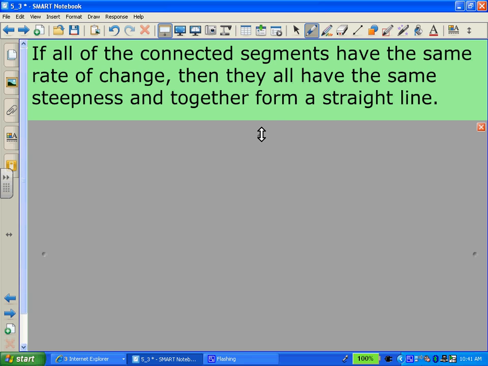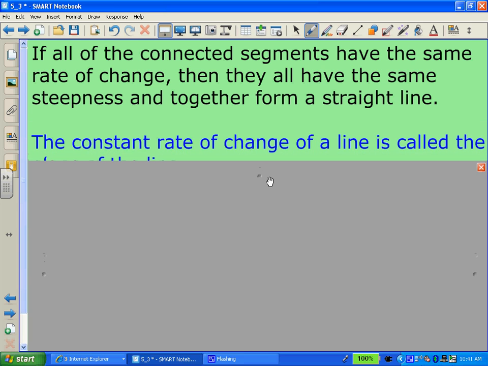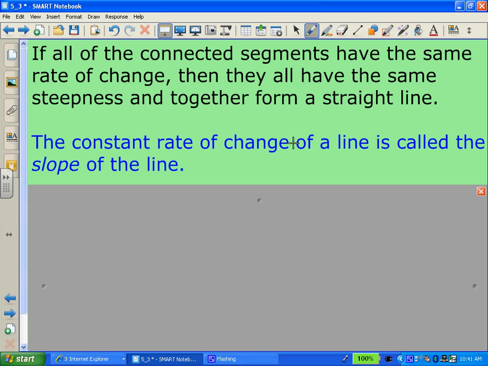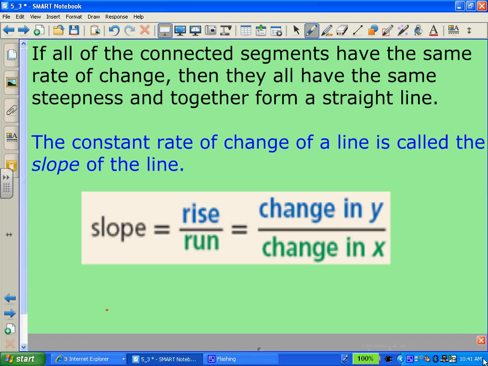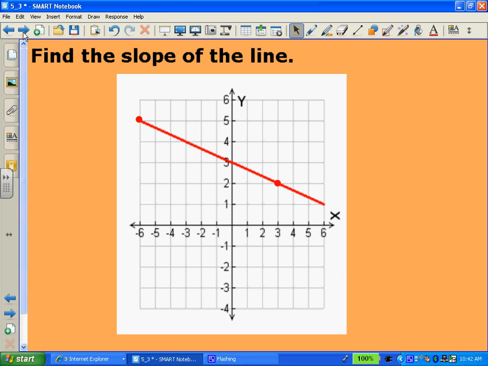So next, let's talk about slope. So if when we draw a graph, all of our segments have the same rate of change, then they all have what we call the same steepness and would form a straight line. Now when we have a straight line that has a constant rate of change, okay, these first two examples we didn't have a constant rate of change, but when we have a constant rate of change, we call that slope. And we calculate slope with this equation here. You will hear me say this over and over and over again as we're talking about slope. Slope is rise over run, or change in y over change in x. Remember, y is the dependent variable, x is the independent variable. So it's the same thing that we've been doing, but now we're talking about a constant rate of change across an entire line. So we have rise over run, or change in y over change in x.